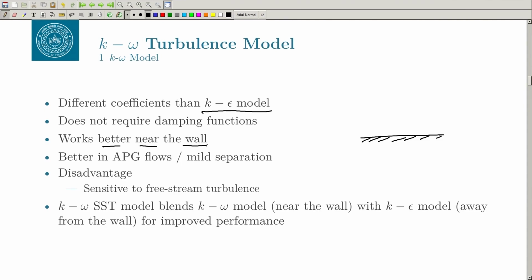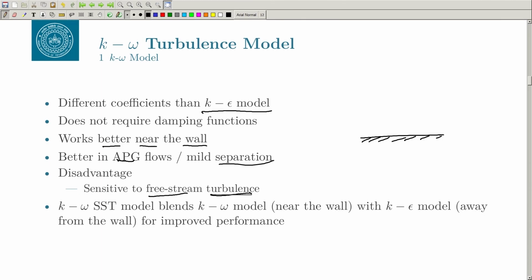And it is better for that reason, because whenever you have an adverse pressure gradient or a separation, the effects of those things are seen in the boundary layer. Because this model works very well near the boundary layer, it is very good for this kind of flow. But the problem with this model is that it is very sensitive to the free stream turbulence.